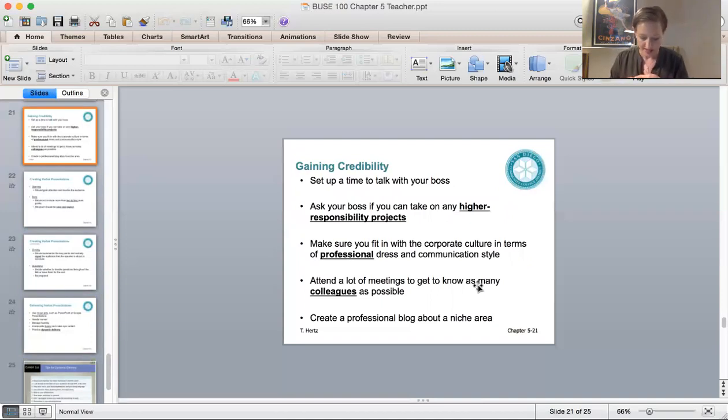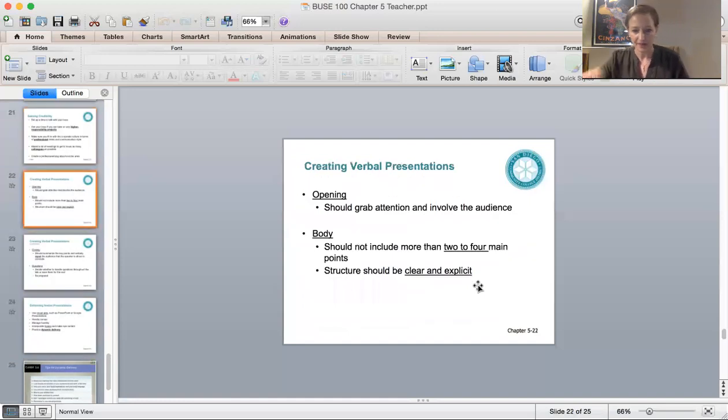Attend a lot of meetings to get to know as many colleagues as possible. Participate appropriately. Don't try to dominate the conversation or show off, but if you have something to add, add it. Be proud of yourself. A good way to establish a reputation is to create a blog about some little niche area that you know more about than other people, so that they can see, wow, so-and-so is an expert in that particular area. And then share that on LinkedIn.